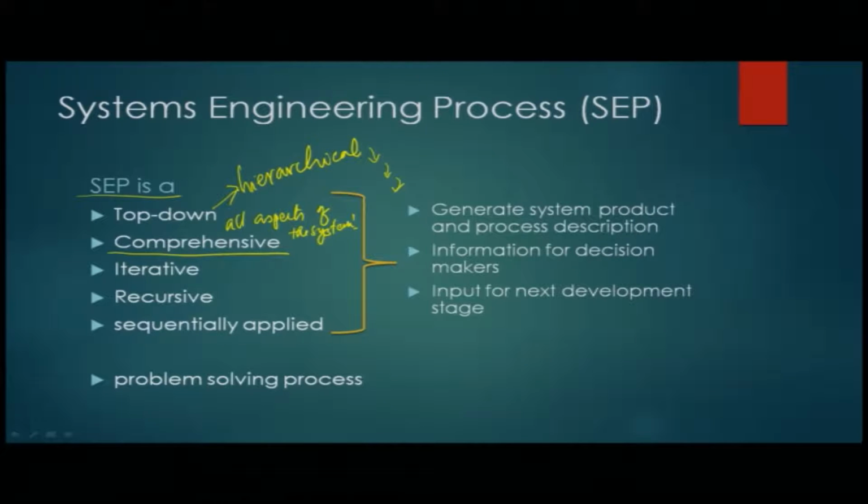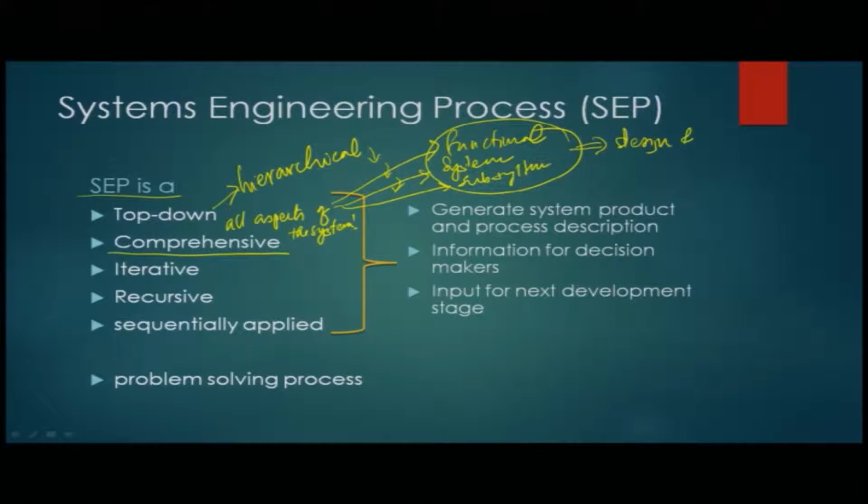It is not just all aspects, it looks into what we call the functional aspects, it also looks into what we call the system aspects, it also looks into what we call the subsystem aspects. So, it is a comprehensive system. So, once you are done with this, you can use this process, the documents that come out of it, to design a system or design and develop a system.